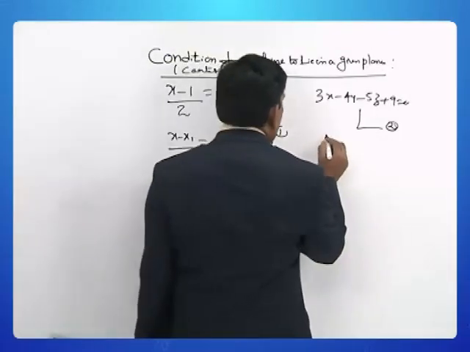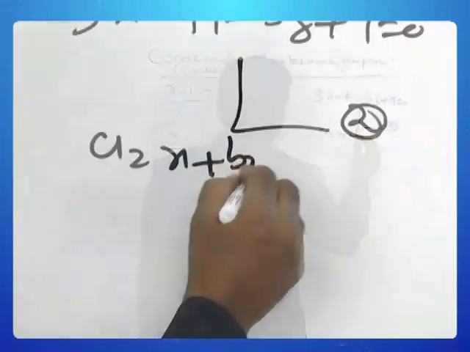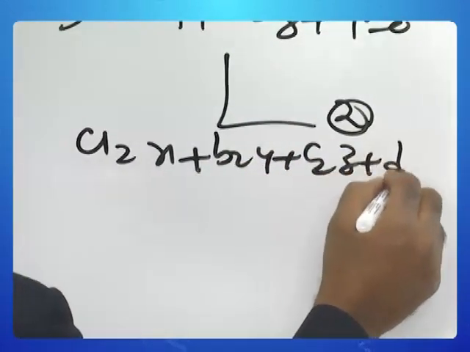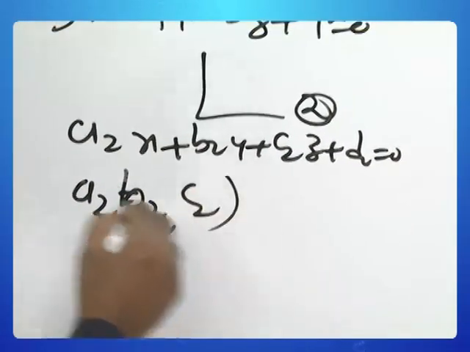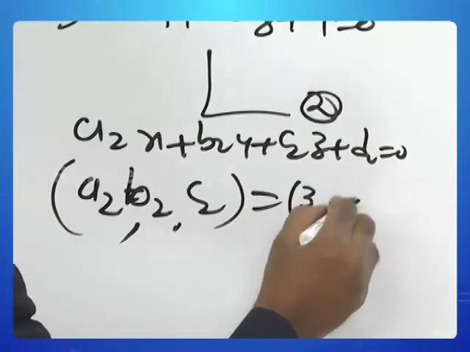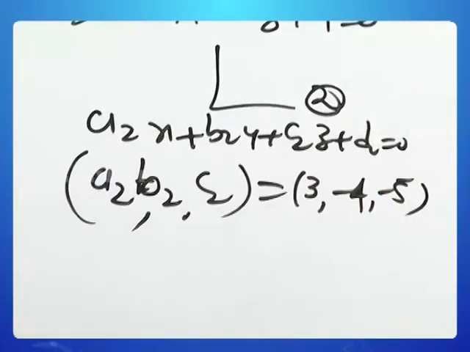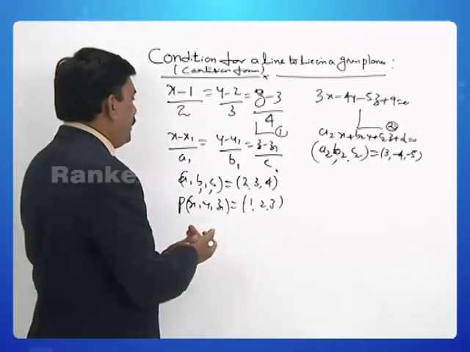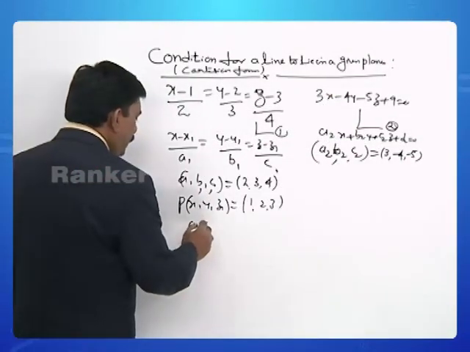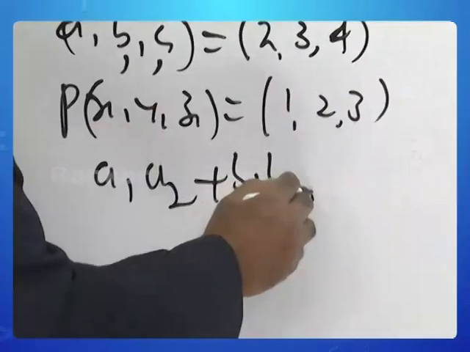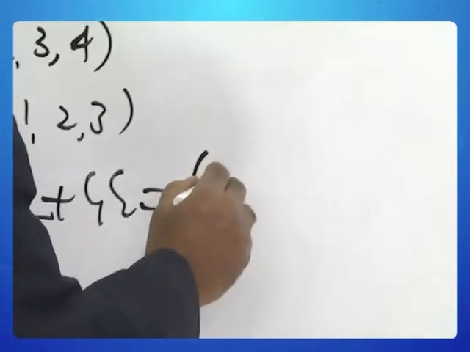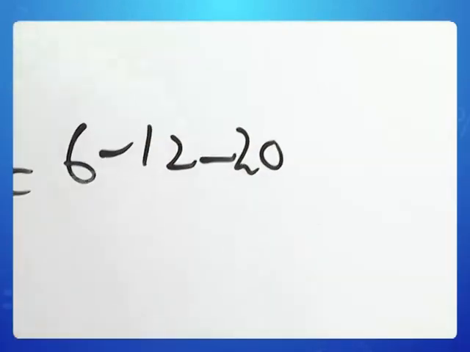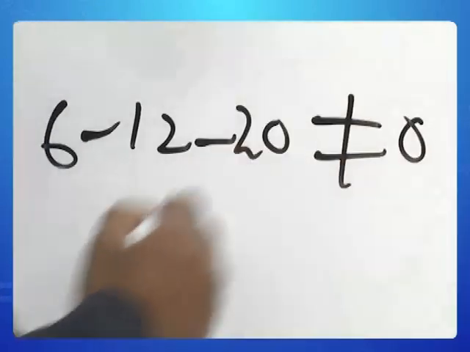Next, you compare this plane with a2x plus b2y plus c2z plus d2 is equal to 0. Therefore, a2, b2, c2 is equal to 3, minus 4, minus 5. Let us verify. The condition is a1 a2 plus b1 b2 plus c1 c2. Now 2 into 3 is 6, next minus 12, minus 20. So it is quite obvious it is not equal to 0.